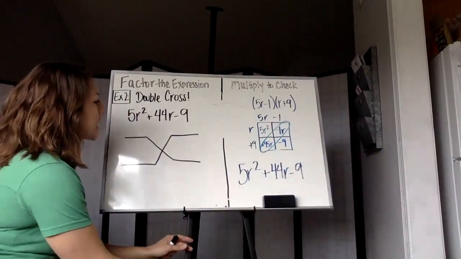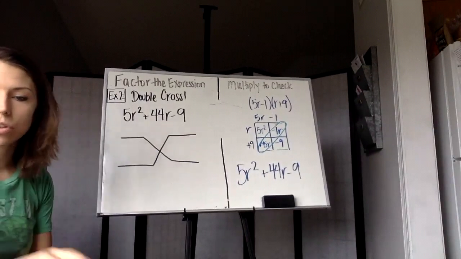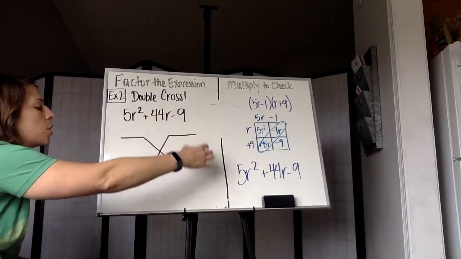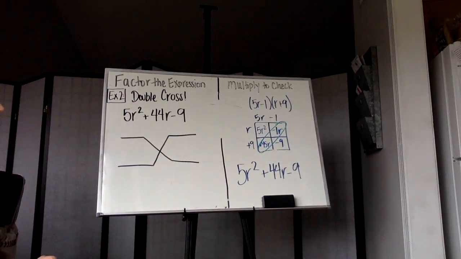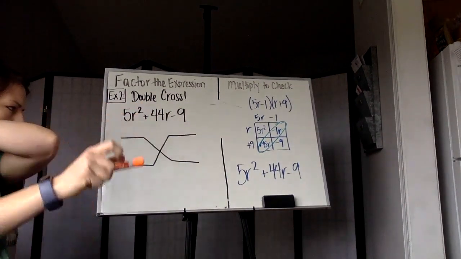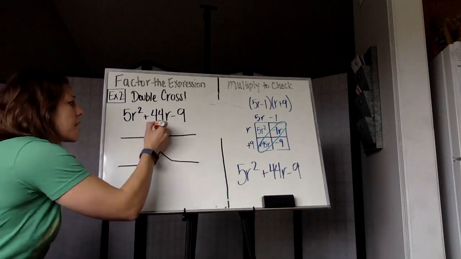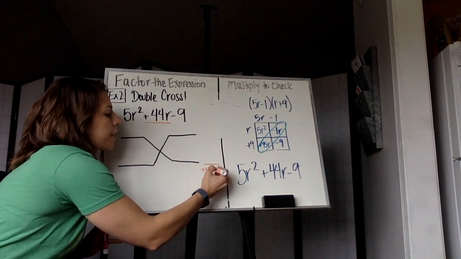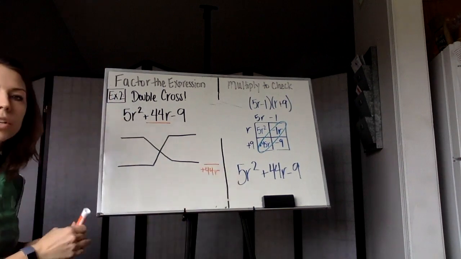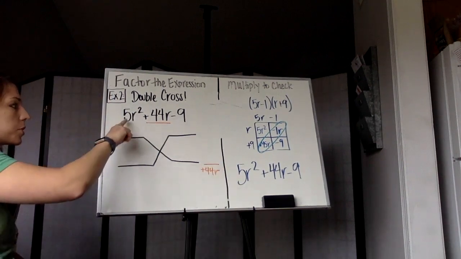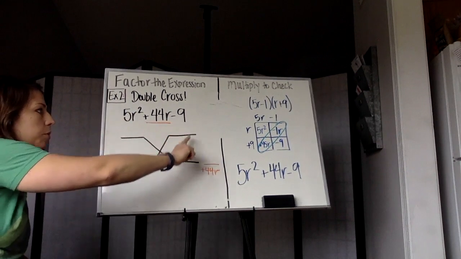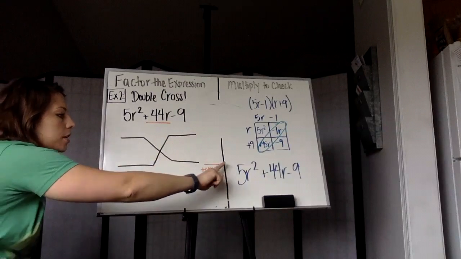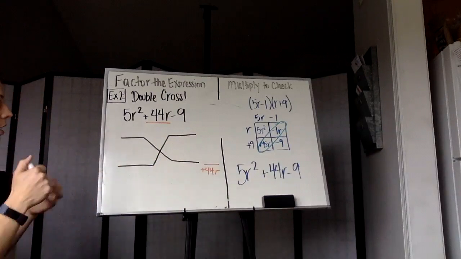I went ahead and set up the double cross structure already. So again, horizontal lines underneath the first term, horizontal lines underneath the second term. And then as always, our sum is the middle term. The middle term is always the sum. That's what you'll find when it comes to factoring. So we're trying to find what two numbers multiply to 5r, what two numbers multiply to -9, and then when we multiply across, they add up to 44r.